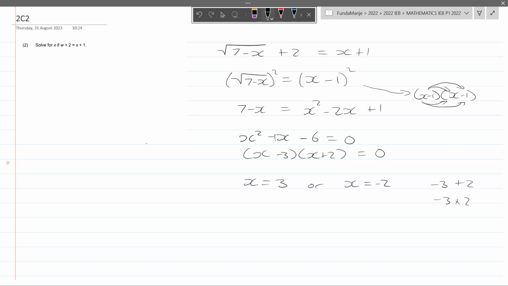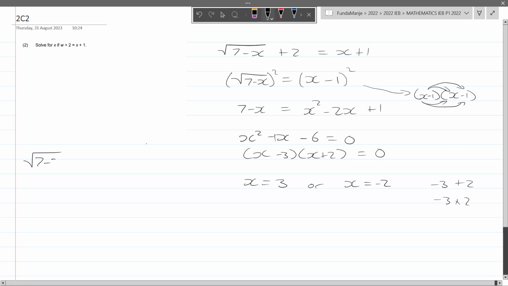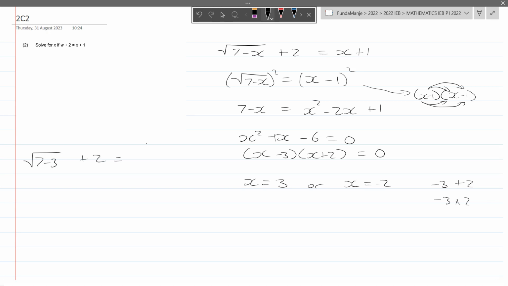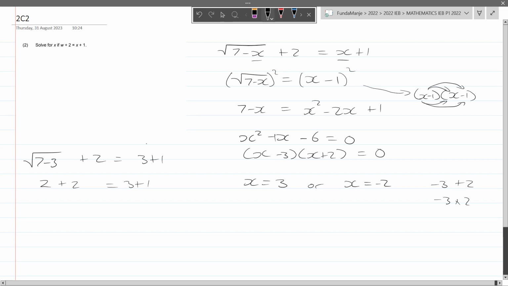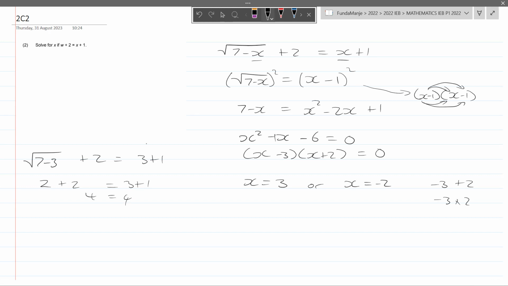So for the first value, we would have root of 7 minus 3 plus 2 has to be equal to 3 plus 1. I just substituted the value of x with 3. So 7 minus 3, that gives us 4. The square root of 4 would be 2. 2 plus 2 gives us 4. 3 plus 1 gives us 4. This one is fine.